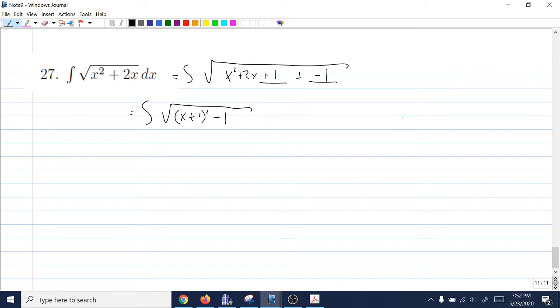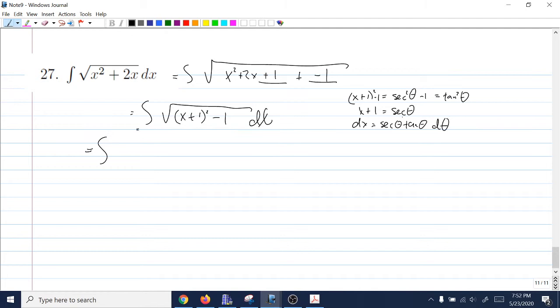When I have x squared minus 1, that says the thing should be secant theta. I'm going to let x plus 1 be secant theta. dx will be secant theta tangent theta d theta. Because x plus 1 is secant, that means x plus 1 squared minus 1 is secant squared minus 1, that's tangent squared. Okay, I've written that enough times I think I can remember it for the rest of the day.